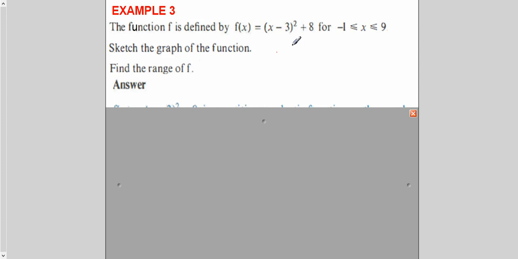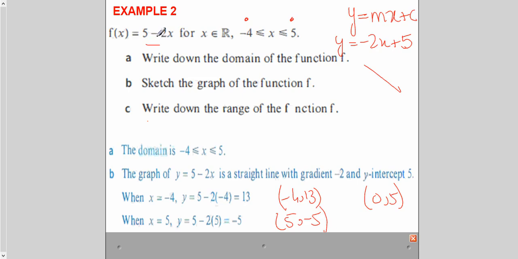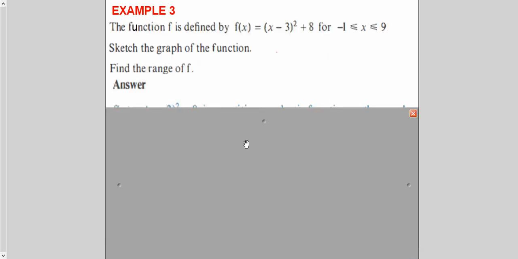Now, you need to be very careful about it here. In the case of the linear function, to find out the values of y at the extreme ends, you just plugged in the domain values, minus 4 and 5, into the equation and got the corresponding answers, and that was your range. But it doesn't happen all the time in quadratics. In which cases it happens and in which cases it doesn't happen.